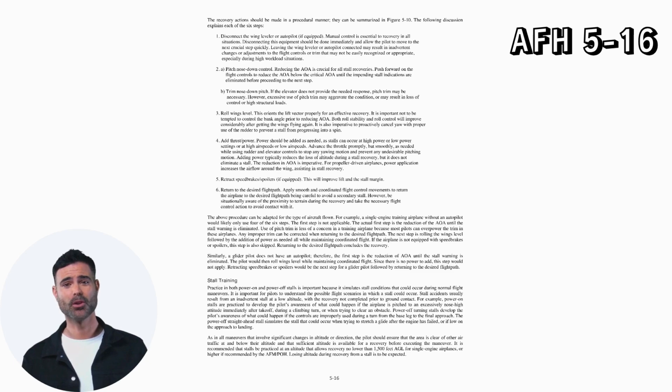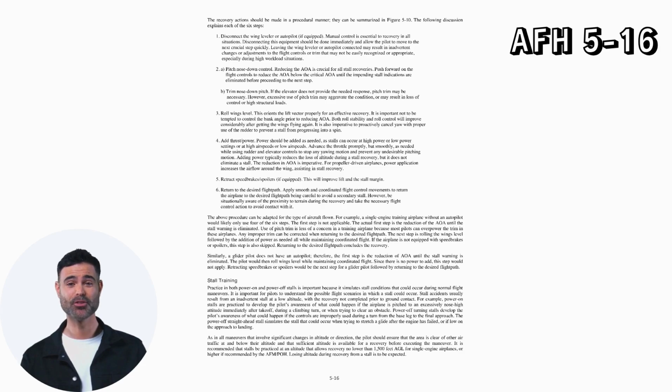Stall training. Practice in both power-on and power-off stalls is important because it simulates stall conditions that could occur during normal flight maneuvers. It is important for pilots to understand the possible flight scenarios in which a stall could occur. Stall accidents usually result from an inadvertent stall at a low altitude, with the recovery not completed prior to ground contact. For example, power-on stalls are practiced to develop the pilot's awareness of what could happen if the airplane is pitched to an excessively nose-high attitude immediately after takeoff, during a climbing turn, or when trying to clear an obstacle.